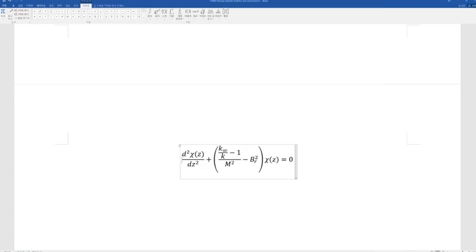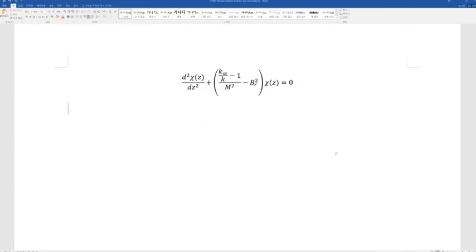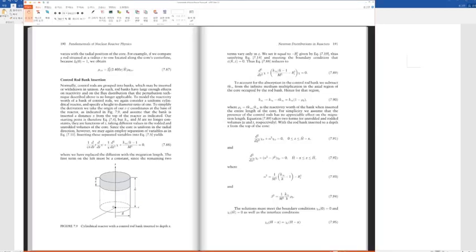And to solve this equation, we need to consider the volume occupied by the control rods, which we call the roded volume. If we see our textbook, this shaded volume is the roded volume, and the unshaded volume will be called the unroded volume.